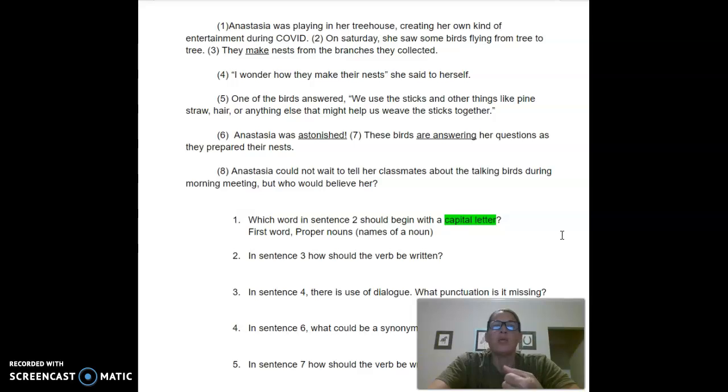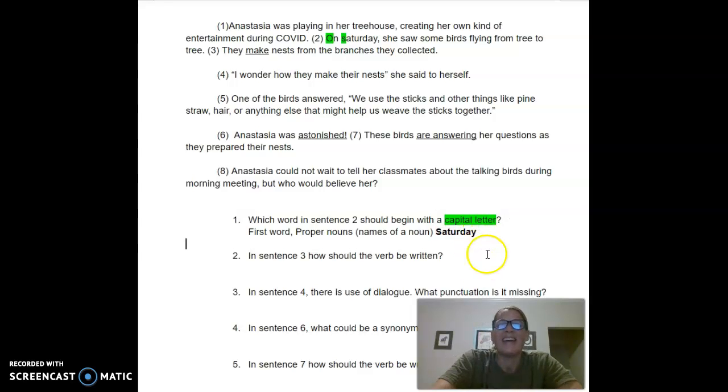So I'm looking for those things, a first word or a proper noun, which is the name of a person, place, or thing. When I go back to sentence 2, I see that the first letter is capitalized. So that's not it. Then I see on Saturday, she saw some birds flying from tree to tree. Well, the only noun that I see that's the name of a person, place, or thing is the word Saturday, because it's the name of a weekday. And I notice immediately that my S is not capital. Therefore, my answer should be Saturday. That should have had a capital letter.